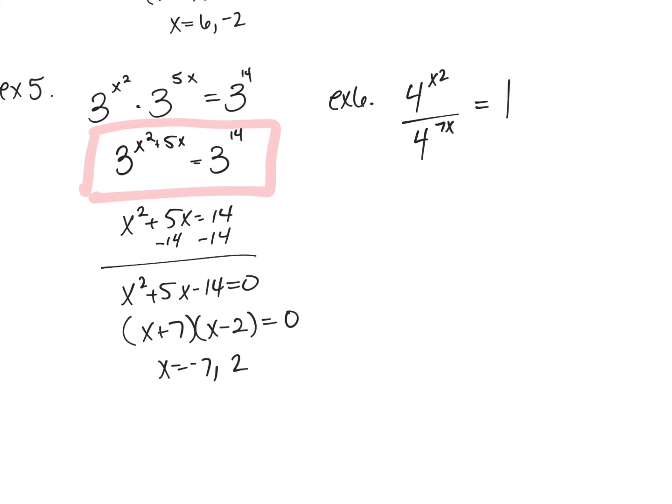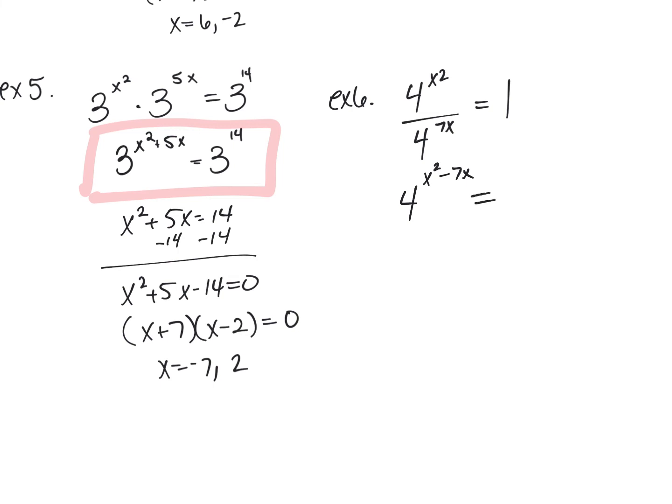I'm going to make this one harder. So we have now 4 to the x squared divided by 4 to the 7x equals 1. What are our rules for dividing exponents? Subtract, right? When we divide powers, we subtract the exponents, and my bases have to be the same to do that, right? So it's 4 to the x squared minus 7x. Remember that if the denominator is negative, you're subtracting a negative, and that's going to change signs.